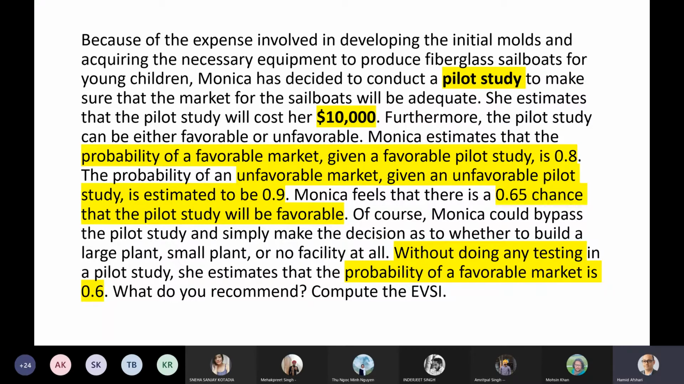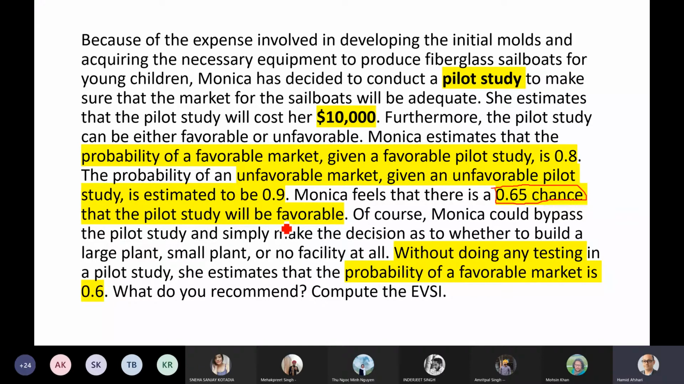And there is a chance that the market gets unfavorable. If the market gets unfavorable, again we have some results and they will let us know which option is best. And as we can see here, there is a 65% chance that the pilot study will be favorable. So it looks like we have all the data required in order to make a decision.